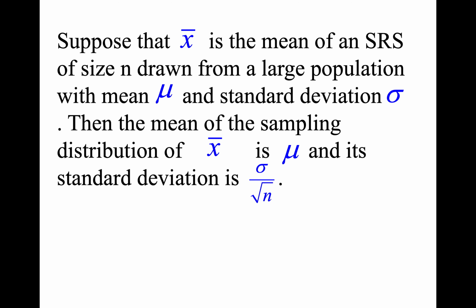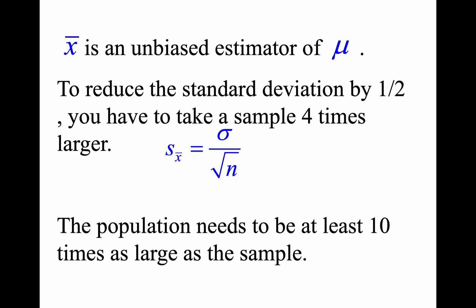Suppose that X bar is the mean of a simple random sample of size n drawn from a large population with mean mu and standard deviation sigma. Then the mean of the sampling distribution of X bar is mu. So we would have mu sub X bar equals mu, and its standard deviation is sigma over the square root of n. So you've got a couple of formulas, and if you look on your yellow sheet, you'll see those listed for the mean as well.